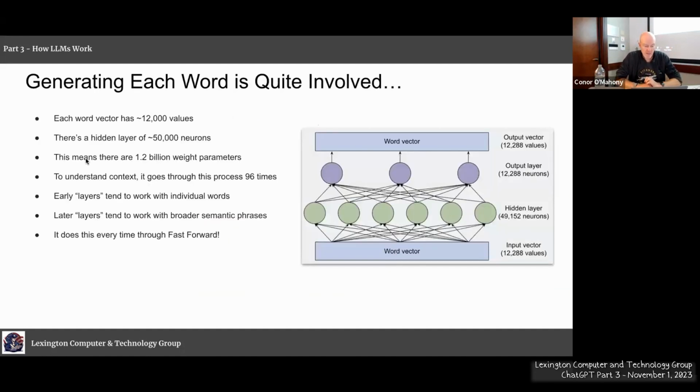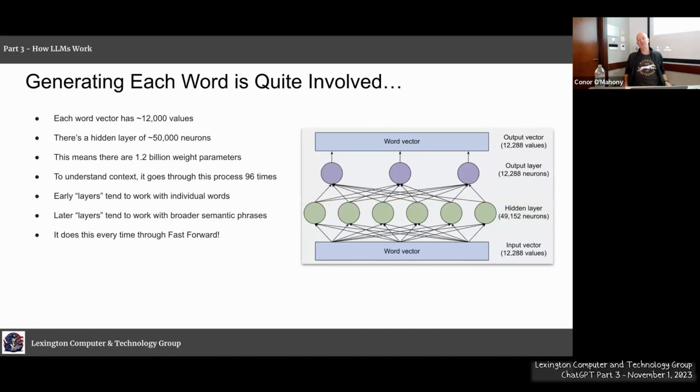Okay, now I want to mention that each word vector has 12,000, well, it's actually 12,288 values. And there is a hidden layer of about 50,000 neurons. So that means there's about 1.2 billion weight calculations happening in one layer. And then that happens 96 times. So we're talking about approximately 100 billion operations. And it does this every time through.